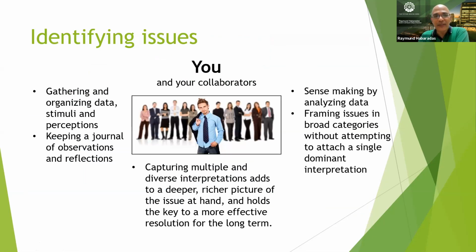Okay. So in identifying issues, there is you, and there are your collaborators, which are your co-researchers. These are the things that you must be doing. You must be gathering and organizing data, stimuli, and perceptions. In your case, and maybe even in the case of your collaborators, they might also want to keep a journal so that they are able to capture their reflections about what you're trying to do. Now, there must also be sense making by analyzing the data, and the interpretations of the situation will differ or might change over time. You must also be able to frame the issues in broad categories without attempting to attach a single dominant interpretation, although this will be very difficult for those people who are in positions of power.